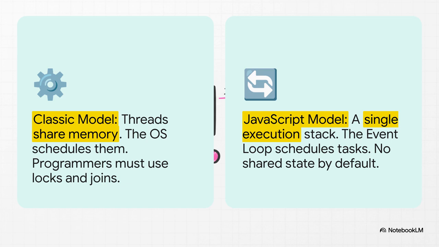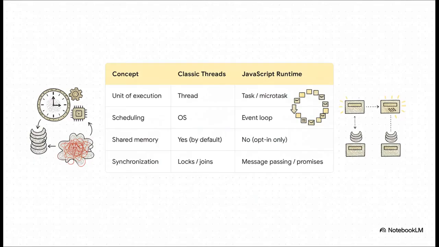The main thread isn't a micromanager. It just says, hey, event loop, here's a task, schedule it. It's not about direct control. It's all about orchestration. It kicks things off and trusts the system to handle the rest. This table, this is where it really clicks. Check out scheduling. In the old world, the operating system is the boss, telling threads when to run. In JavaScript, nope. The event loop is in charge.